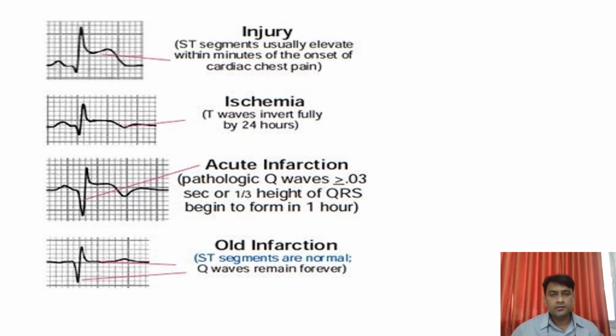If there is injury to the myocardial tissue, the ST segment usually elevates within minutes of the onset of cardiac chest pain. When there is ischemia, the T wave inverts fully by 24 hours. So ischemia gives rise to T wave inversion, injury gives rise to elevation of the ST segment, and if there is an infarction, then there is a pathologic Q wave that is more than 0.03 seconds, or that Q wave might be one third the height of the QRS, beginning to form in 1 hour.